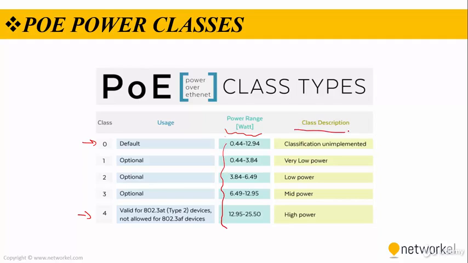And here is the description of each class. For example, class 0 is the default class and classification unimplemented. Class 1 is very low power class. Class 2 is low power. Class 3 is mid power. And class 4 is the high power class of PoE.